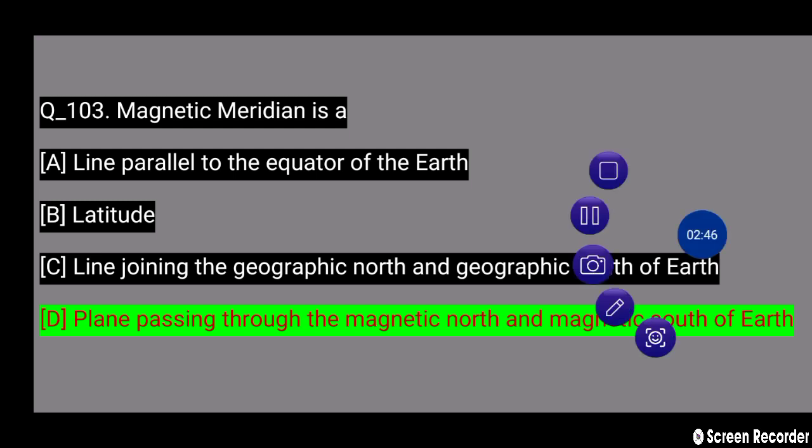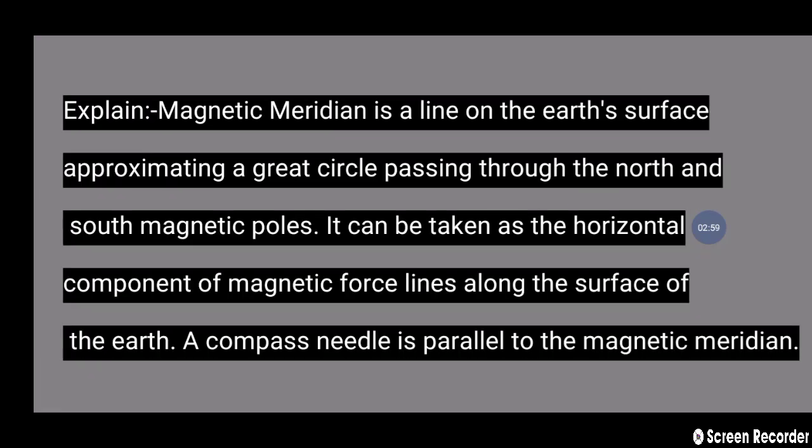Question 103, explanation: The magnetic meridian is a line on the earth's surface approximating a great circle passing through the north and south magnetic poles. It can be taken as the horizontal component of the magnetic pole line along the surface of the earth. A compass needle lies parallel to the magnetic meridian. Next question.